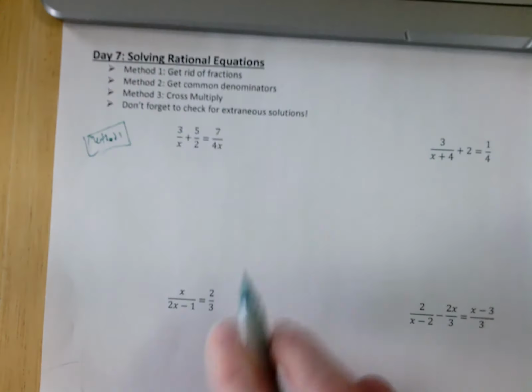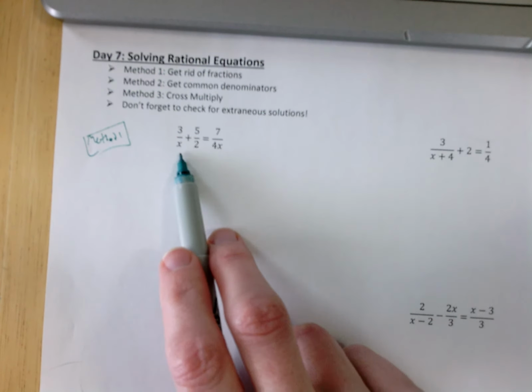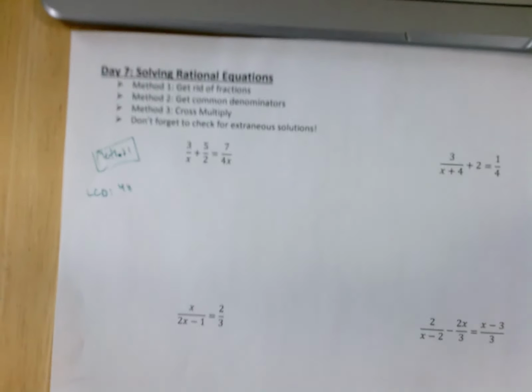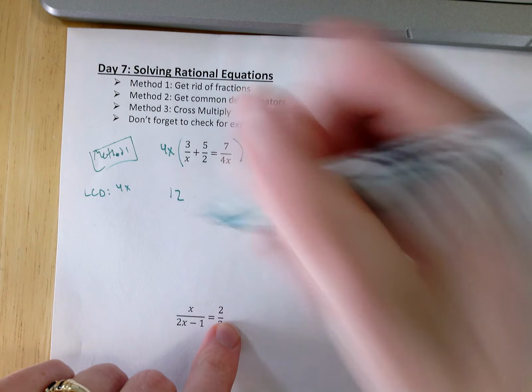The idea here is you're going to figure out what your LCD is, which in this case would be 4x. I'm going to figure out that my least common denominator would be 4x because I can multiply all of those things up to get 4. Then I'm going to multiply the entire equation by that LCD. Taking it one term at a time, 4x times 3 over x, the x's would cancel each other out, so I would just be left with 12.